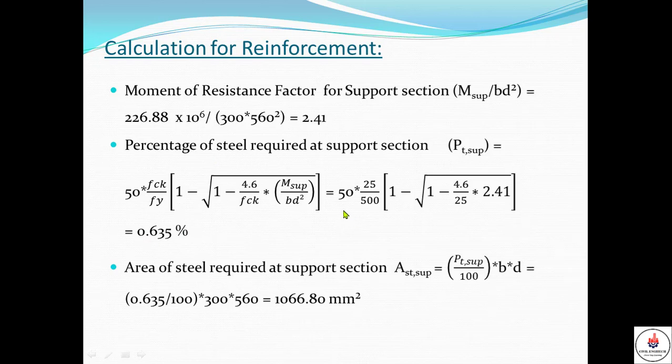After the percentage of steel required, we have to find out the area of steel required. The area of steel required at the support section is AST support equals PT support by 100 into B into D, which is 0.635, the PT support value we already got, divided by 100, into 300, which is B, into 560, which is D, equals 1066.80 millimeter square. So the area of reinforcement required for the support section to resist the moment is 1066.80 millimeter square.